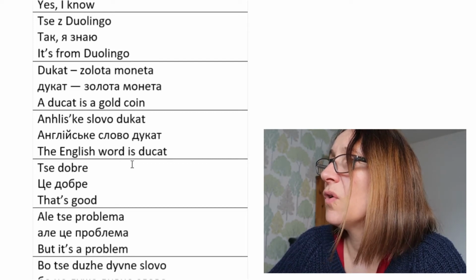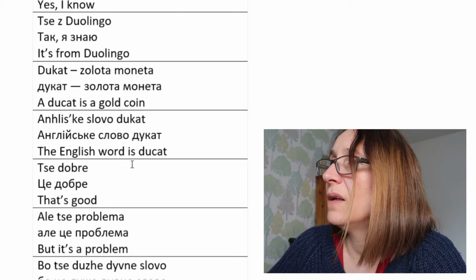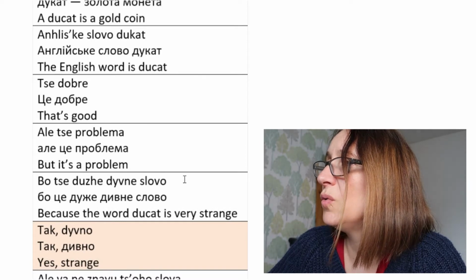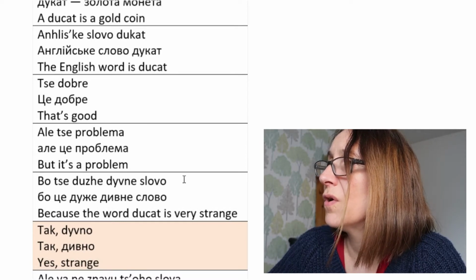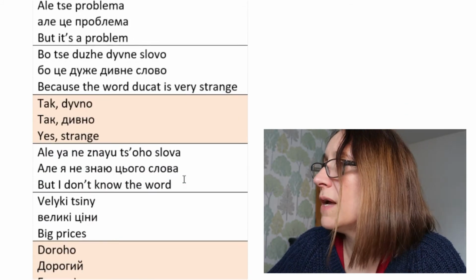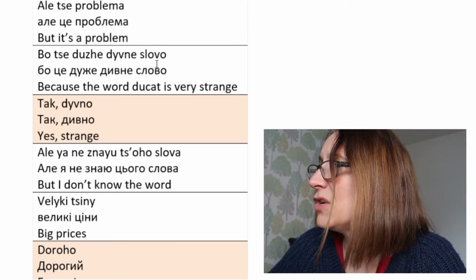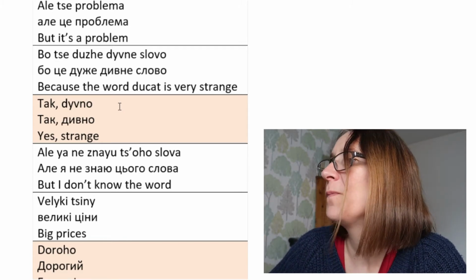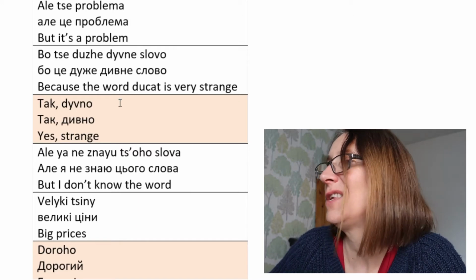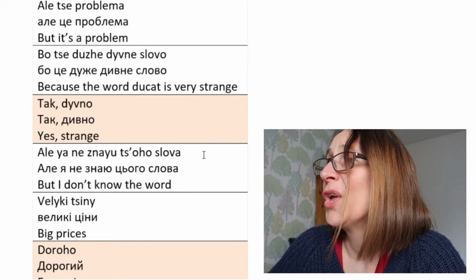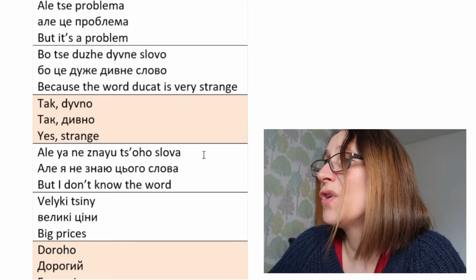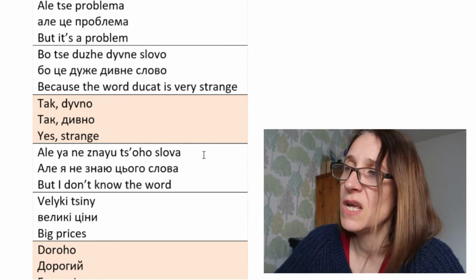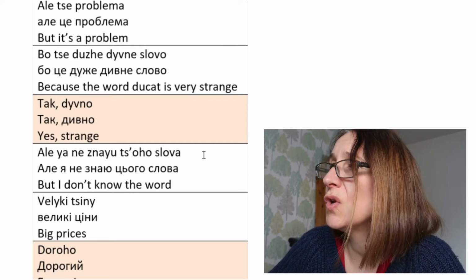Okay. Ce dobre is good. Ale ce problema, bo ce duże dziwne slovo. So I'm getting used to this word duże. Duże dziwne. Very strange. Duże dziwna. Divna. Tak, divno. Yeah, strange. Ale ja nie znaję toho slova. I don't know the word. I'm thinking of expensive. I don't know the word. Ja nie znaję toho slova.